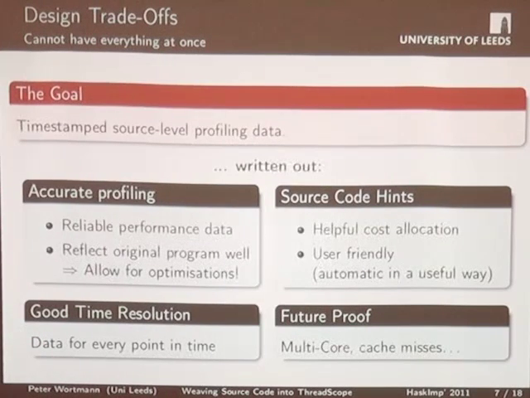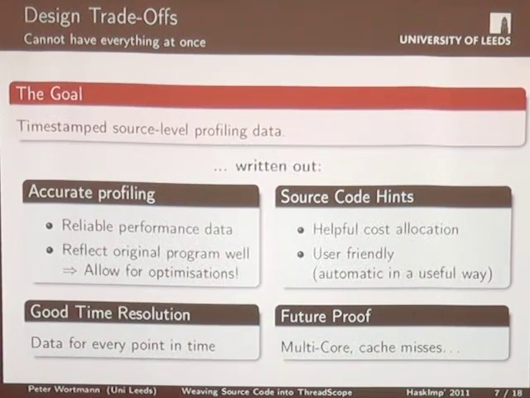We also want good time resolution, so that we actually know that this is executed at this point. So we need to generate enough data to make that possible. For source code annotations, we want to find a good way back from the profiling data to the source code, so that we're pretty sure this is the source code that was responsible for the cost. And we would also like a number of extra features, like being multi-core safe, saying this executed on this core. We might also be interested in low-level features like cache misses, all kinds of things.